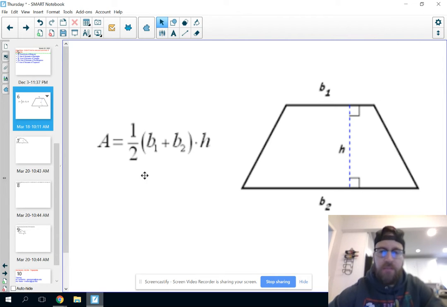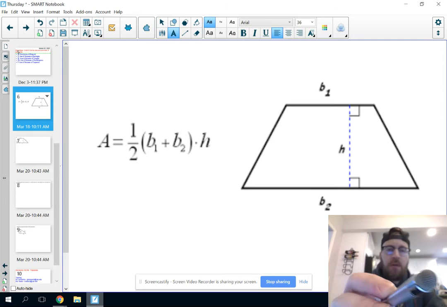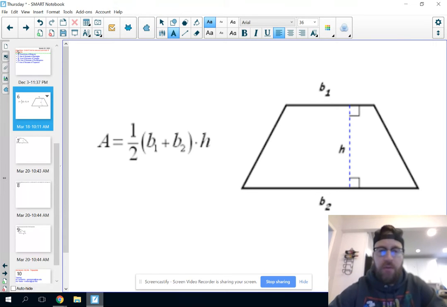So our formula for a trapezoid, we have two bases in our shape. We learned this during our unit on quadrilaterals. So we've got the two bases that are parallel, base 1 and base 2. Doesn't matter which one you name base 1 and base 2 as long as you're using the two sides that are parallel. Those are interchangeable.